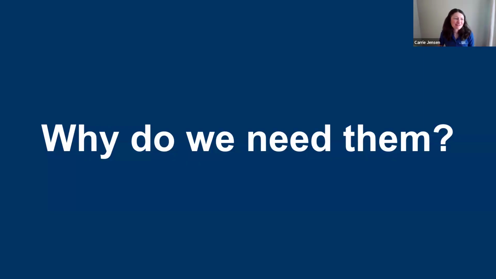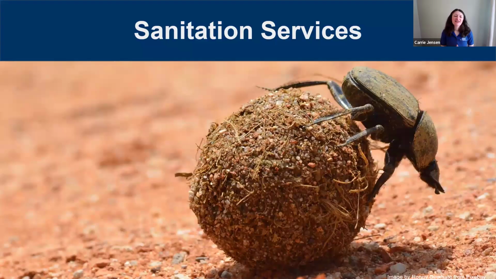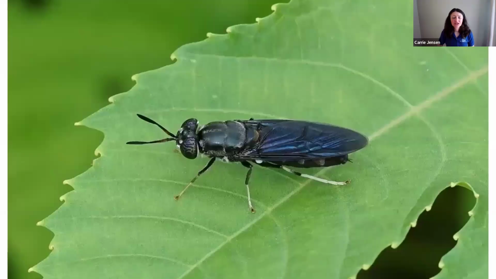So why do we need insects, right? Maybe people are like, oh, they're in decline. Great, I don't like bugs. But we do need them for many different reasons. The first is that they provide us with sanitation services. They're like our garbage disposals. Here we've got a dung beetle that's cleaning up poop, essentially. Really important. We need those services throughout our ecological systems to clean up the trash.